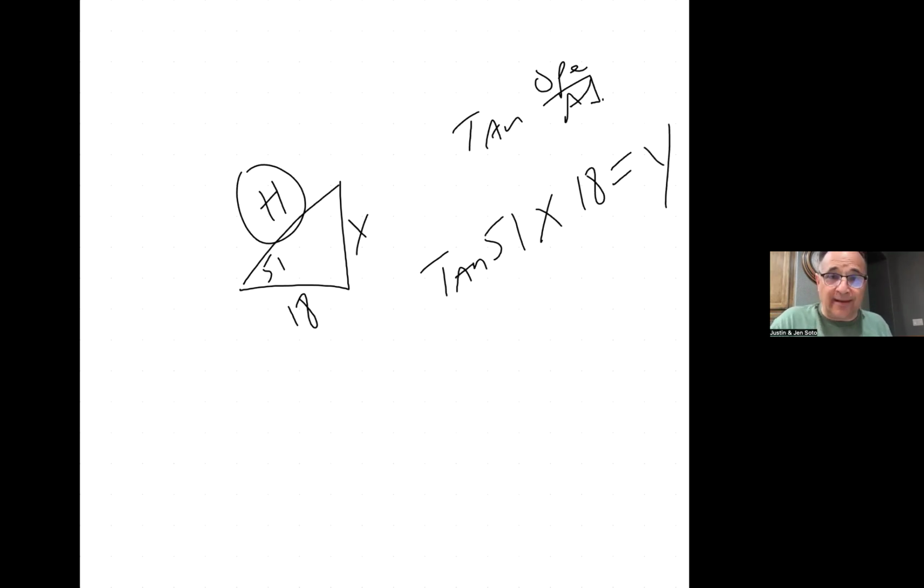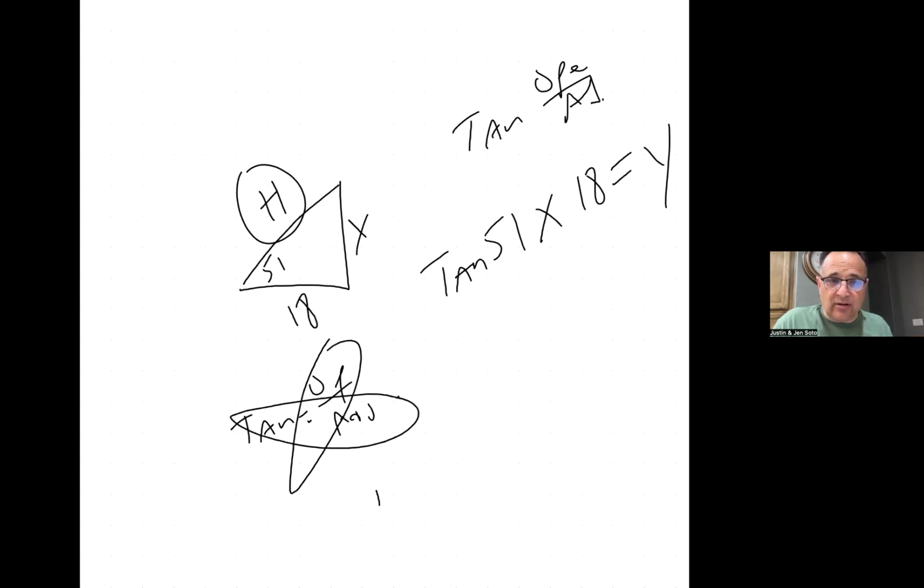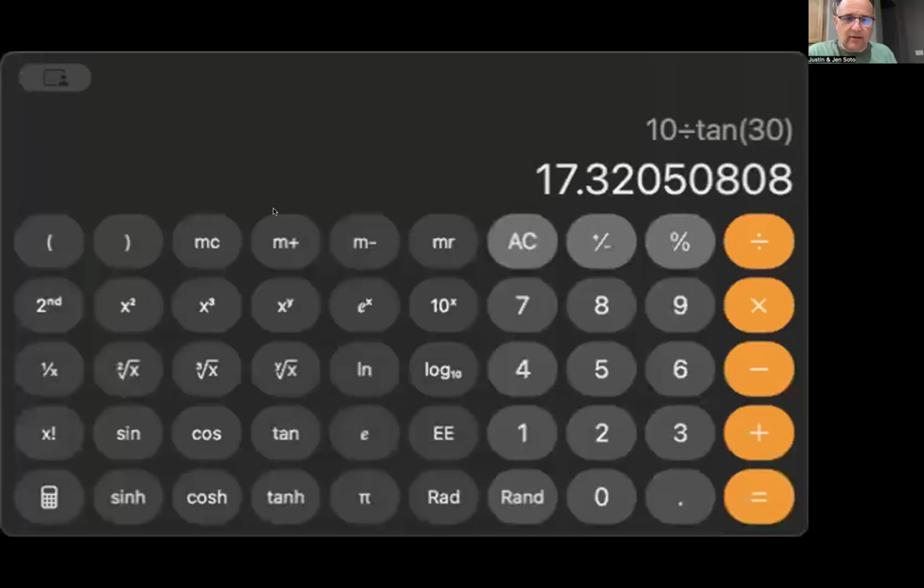So tangent 51, because tangent is opposite over adjacent, you're going to cross multiply this. So tangent times adjacent equals opposite, which is just y. Once you lay these things out, it's really not that difficult, as long as your calculator works right.